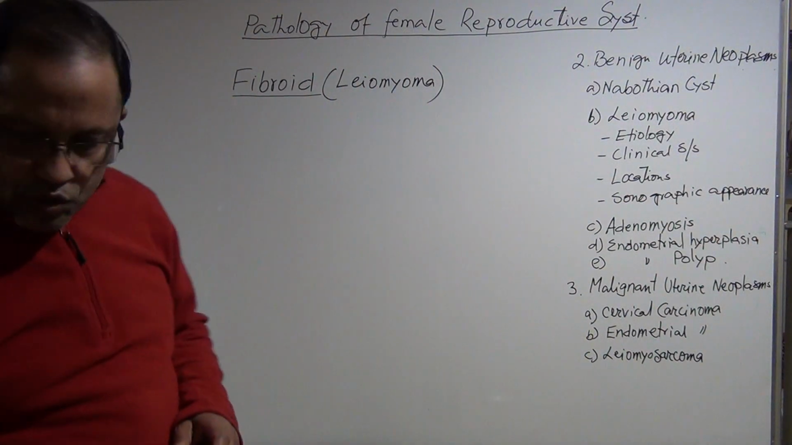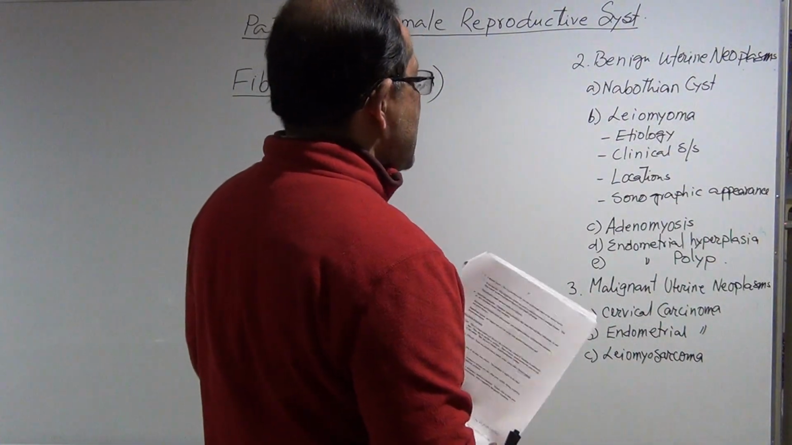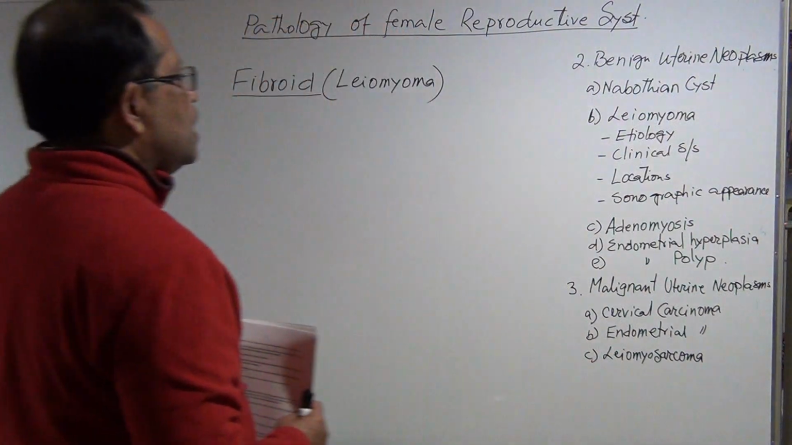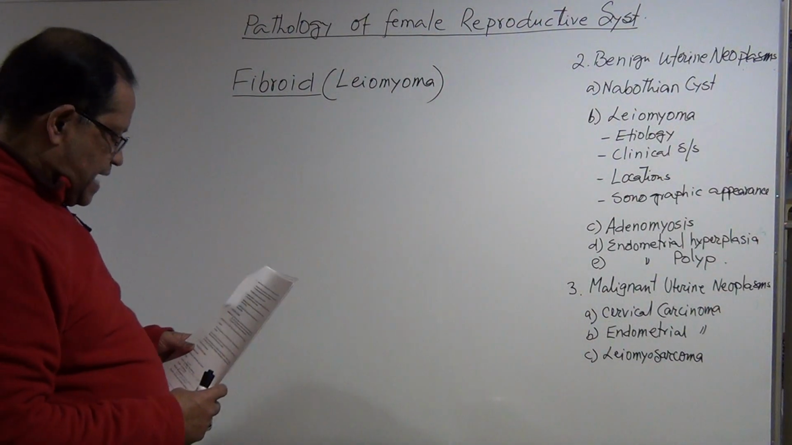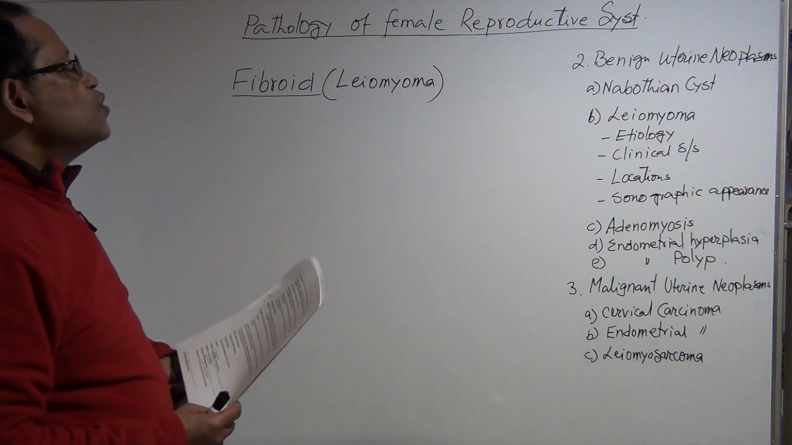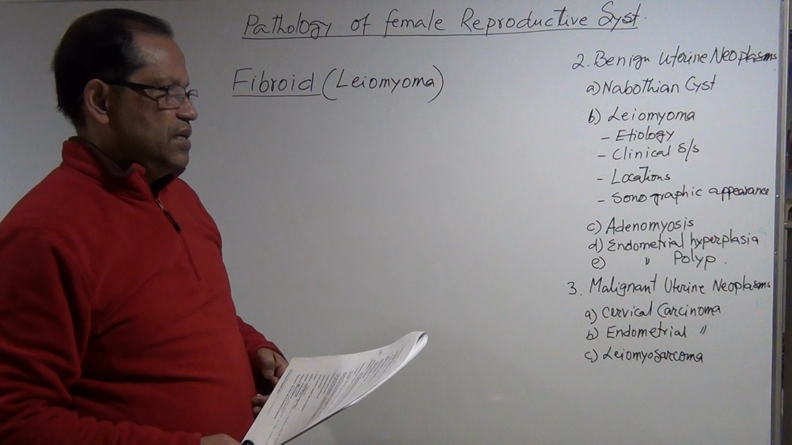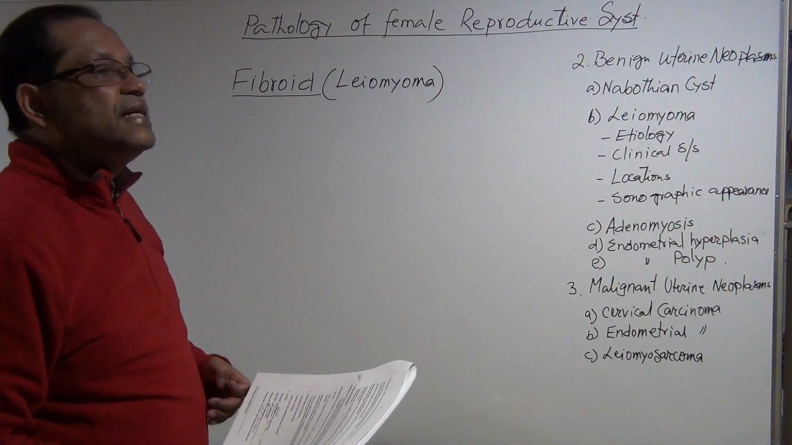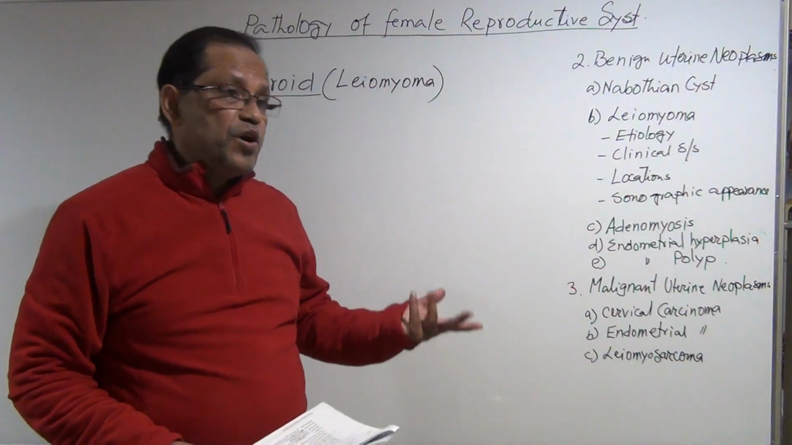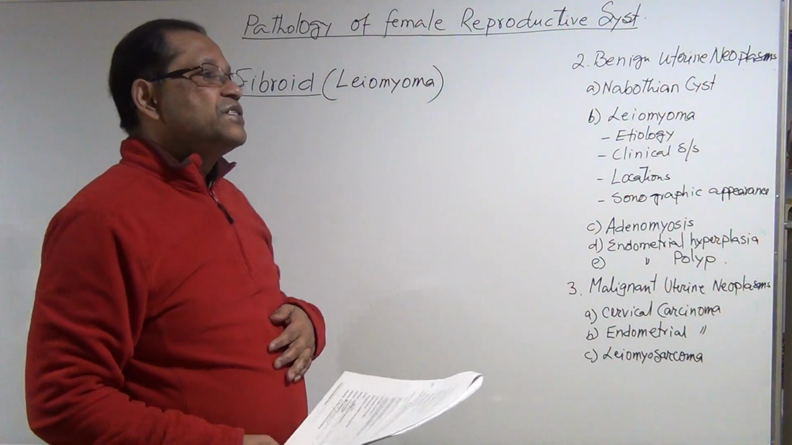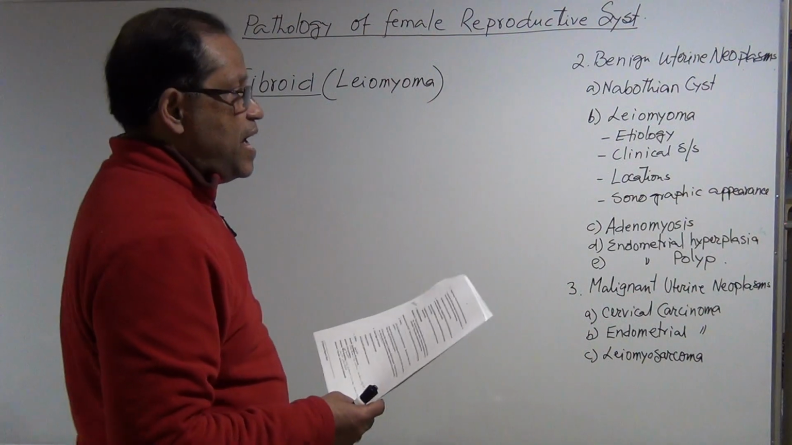Okay, so now we'll talk about the etiology, clinical signs, symptoms, location, and sonographic appearance of leiomyoma. So the etiology, as I said, nobody knows the exact cause. Sometimes it runs in the family, and as it is hormone dependent, hormone variation can be a cause of fibroid too. Okay, and as I said, it is higher in African women.